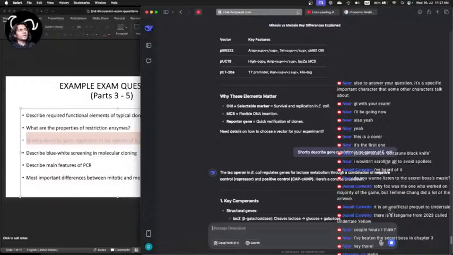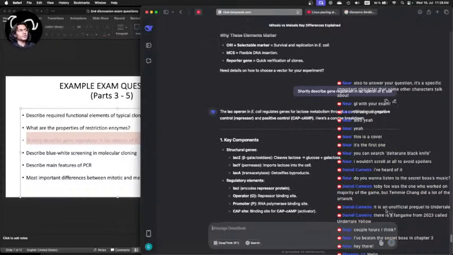The lac operon in E. coli regulates genes for lactose metabolism through a combination of negative control and positive control. Here's a concise breakdown. Key components: structural genes. LacZ cleaves lactose into glucose plus galactose. LacY imports lactose into the cell. LacA detoxifies byproducts. LacZYA.